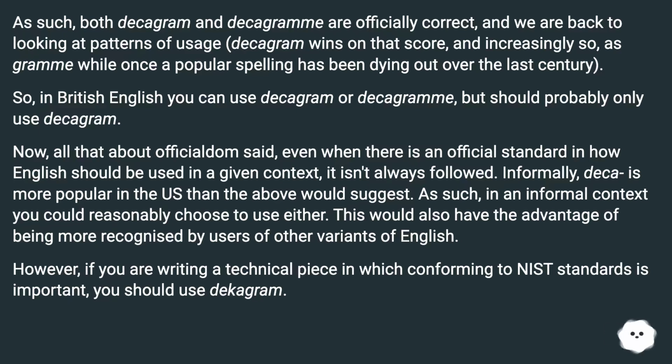Now, all that about officialdom said, even when there is an official standard in how English should be used in a given context, it isn't always followed. Informally, deka is more popular in the US than the above would suggest. As such, in an informal context you could reasonably choose to use either. This would also have the advantage of being more recognized by users of other variants of English. However, if you are writing a technical piece in which conforming to NIST standards is important, you should use decagram.